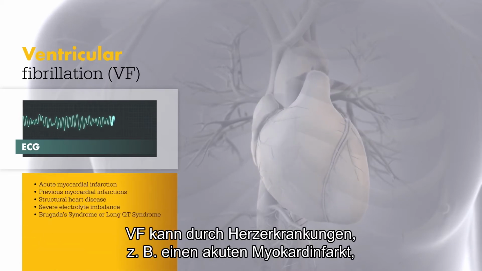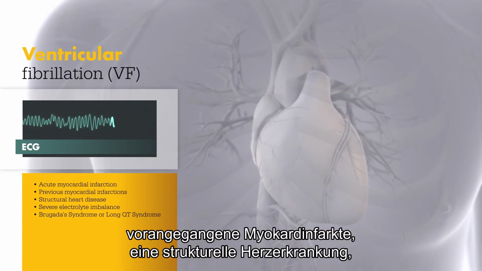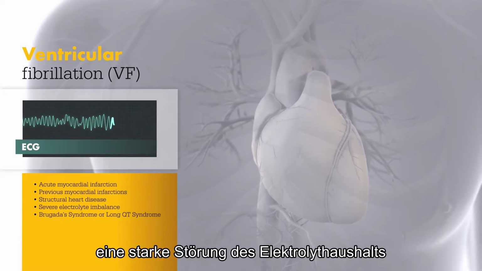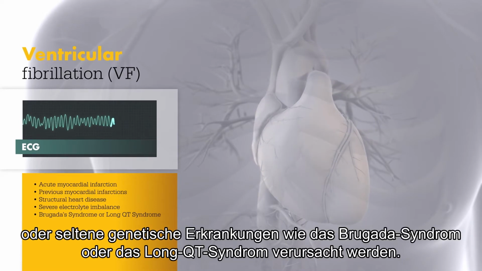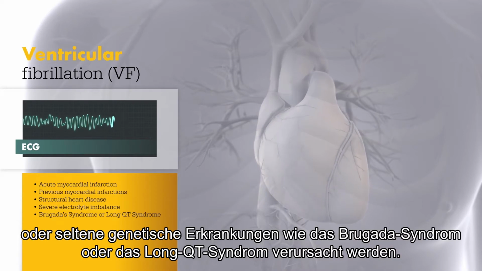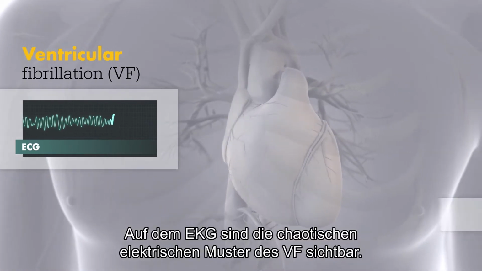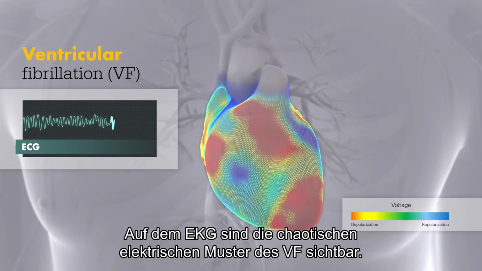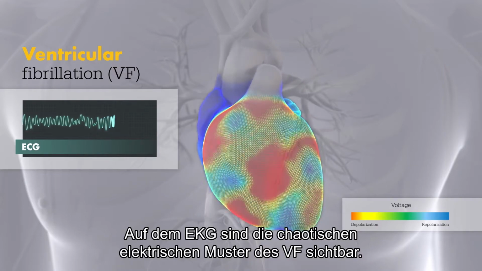VF can result from cardiac conditions such as acute myocardial infarction, previous myocardial infarctions, structural heart disease, severe electrolyte imbalance, or rare genetic conditions like Brugada syndrome or long QT syndrome. A voltage map shows the chaotic electrical patterns resulting from VF.